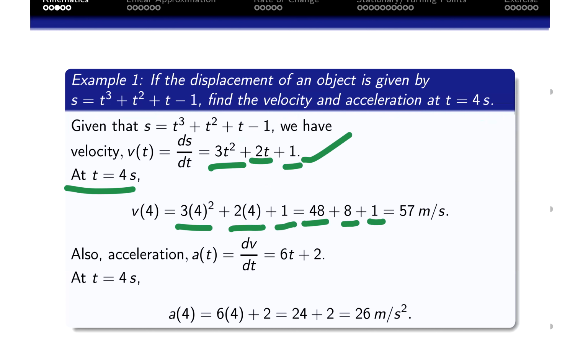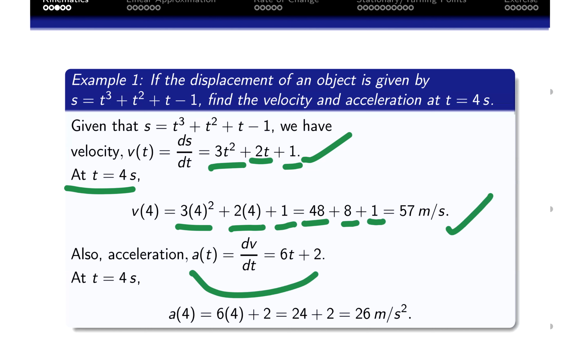So at time t equals 4 seconds, for that body moving with that displacement, the velocity is 57 meters per second. And of course, if you need to find the acceleration, it is a of t, which is dv/dt. Acceleration is the rate of change of velocity, that is the change of velocity with respect to time.